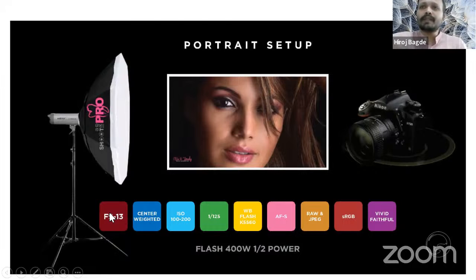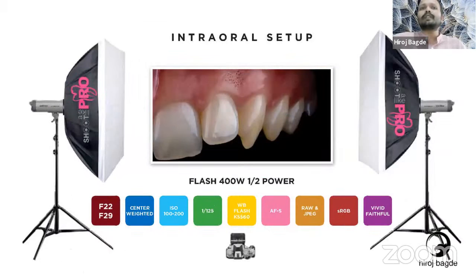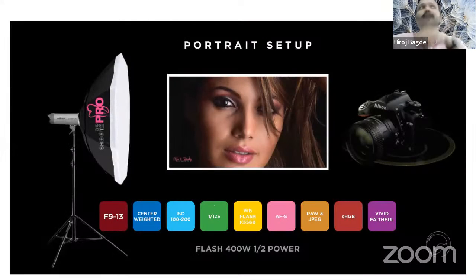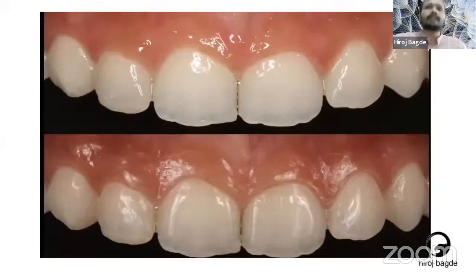The f number is changing to 9 to 13. So this is just for us to understand where the changes are: from f22 for intraoral, where we want everything to be in focus, to f14, to f9 to 13, which is for the portrait setup.